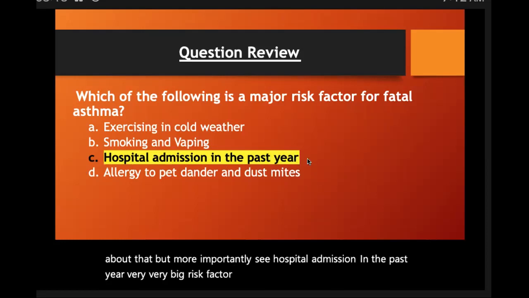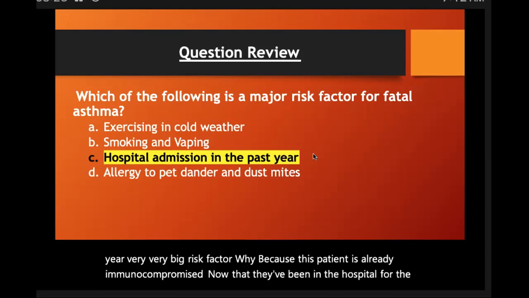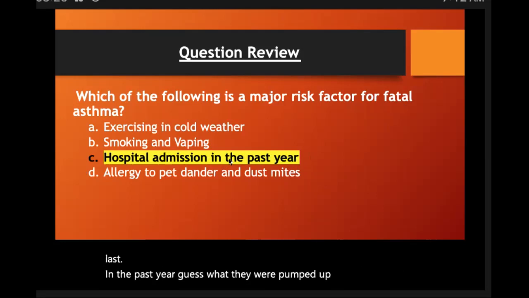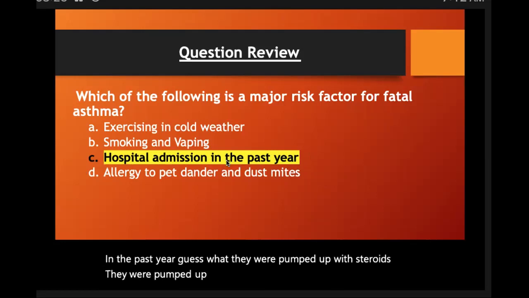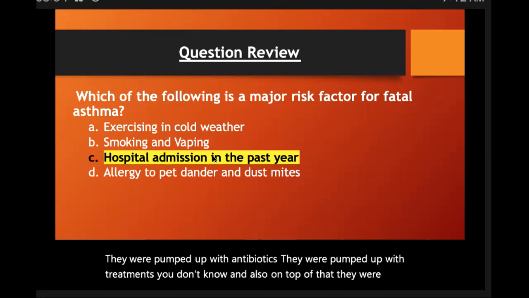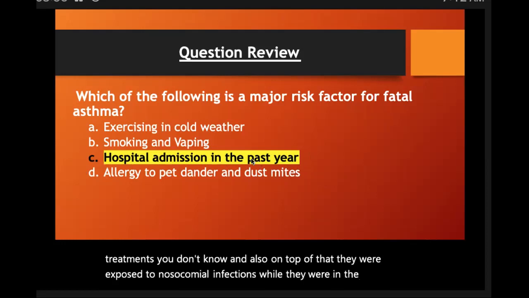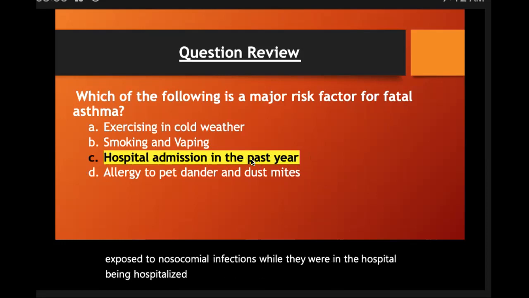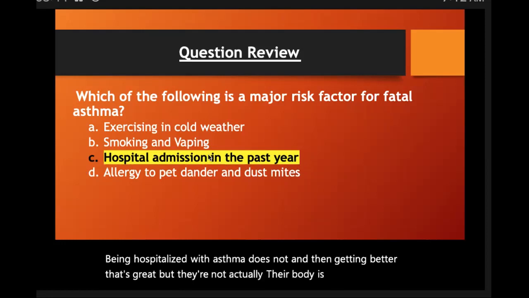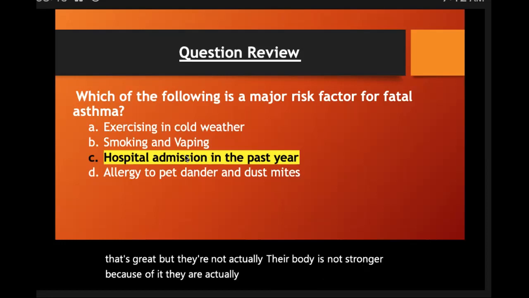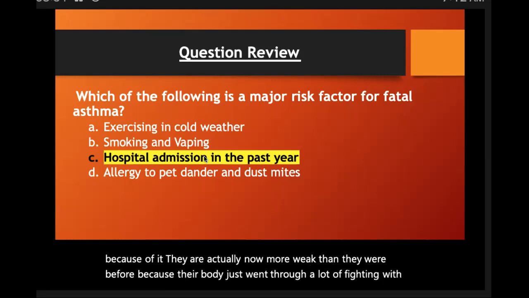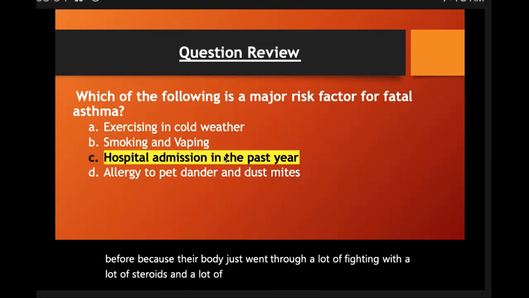Why? Because this patient is already immunocompromised now that they've been in the hospital in the past year. Guess what? They were pumped up with steroids, antibiotics, treatments. You don't know, and on top of that, they were exposed to nosocomial infections while they were in the hospital. Being hospitalized with asthma and then getting better, that's great, but their body is not stronger because of it. They are actually weaker than they were before because their body just went through a lot of fighting, with a lot of steroids and medication that most likely weaken their immune system.